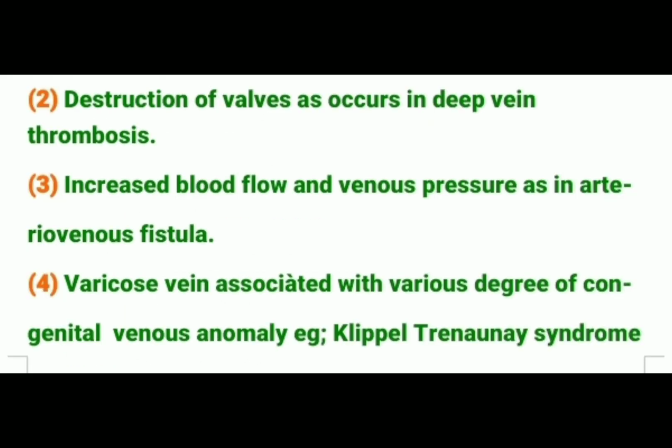Second, destruction of valves as occurs in deep vein thrombosis. Number 3, increased blood flow and venous pressure as in arteriovenous fistula. Number 4, varicose veins associated with various degrees of congenital venous anomaly. Example, Klippel-Trenaunay syndrome.